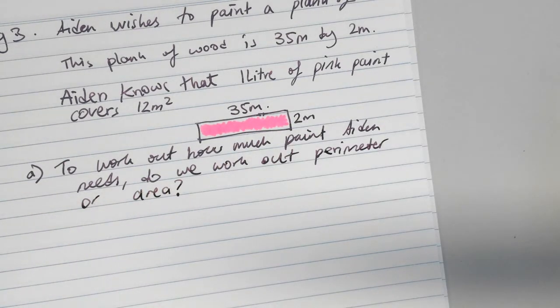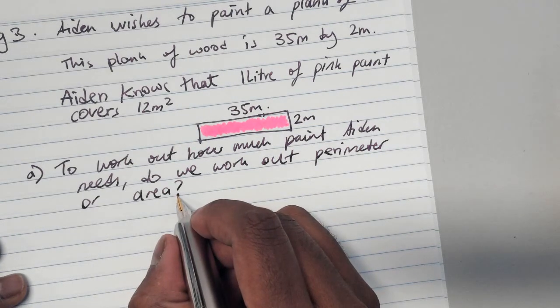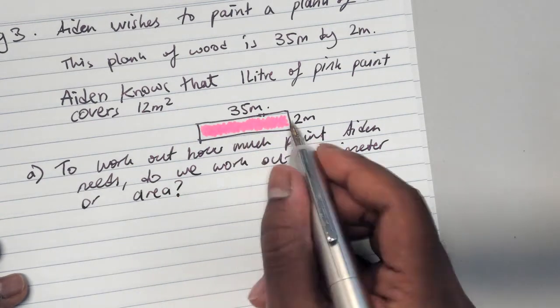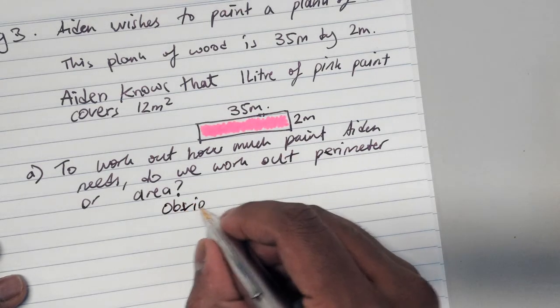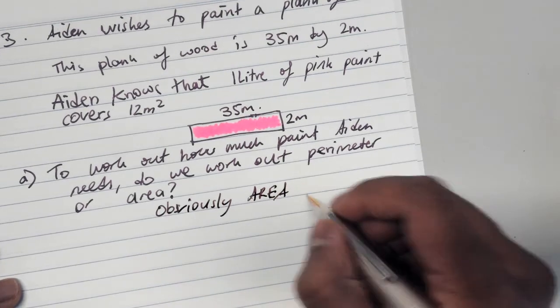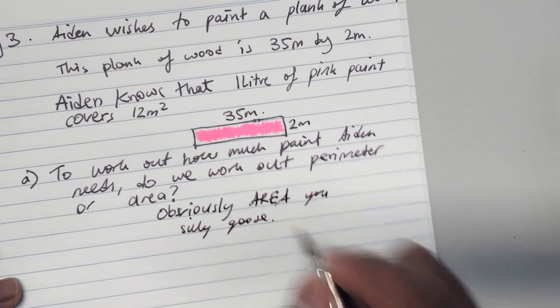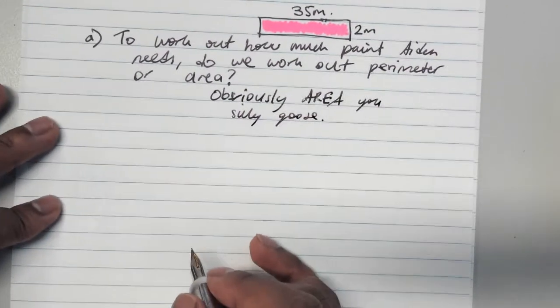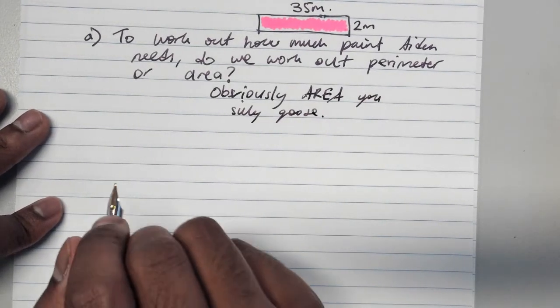Let's see. Obviously, I've just colored that in. So obviously area. Obviously area, you silly goose. You don't have to write that last bit in if you don't want to.